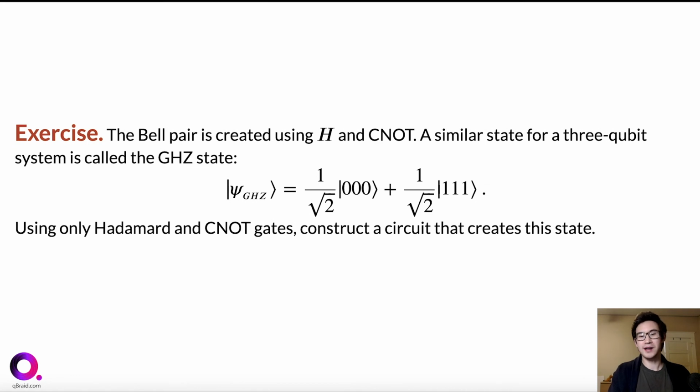So I want to leave you one last exercise, which is the following. We created a Bell pair by using a Hadamard gate and a CNOT gate. Now a similar state, but for a 3-qubit system, is called the GHZ state. And it is the following: 1 over square root of 2 ket000 plus 1 over square root of 2 ket111. So using only Hadamard and CNOT gates, the exercise asks you to construct a circuit that creates the GHZ state. Now I won't solve this here, so this is homework for you to do on your own.